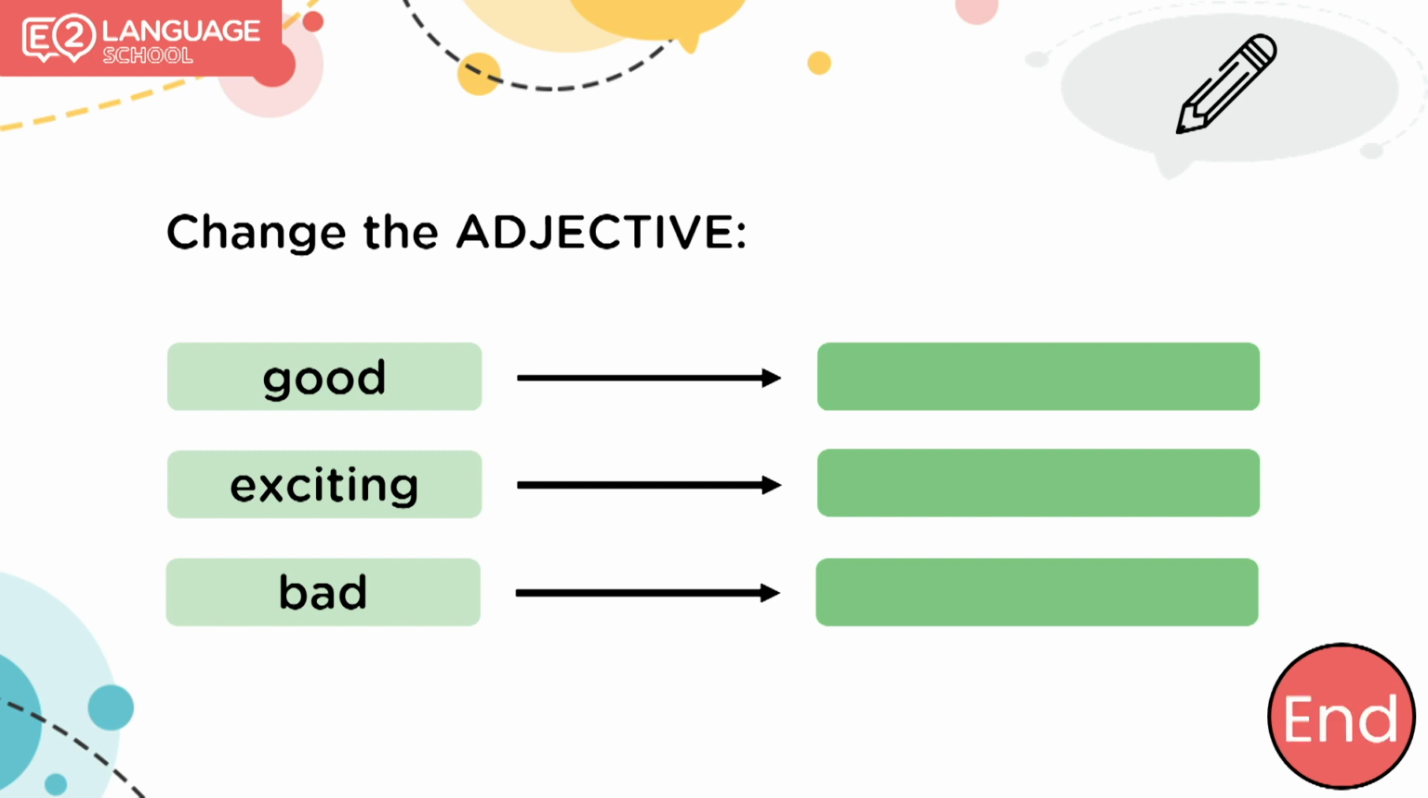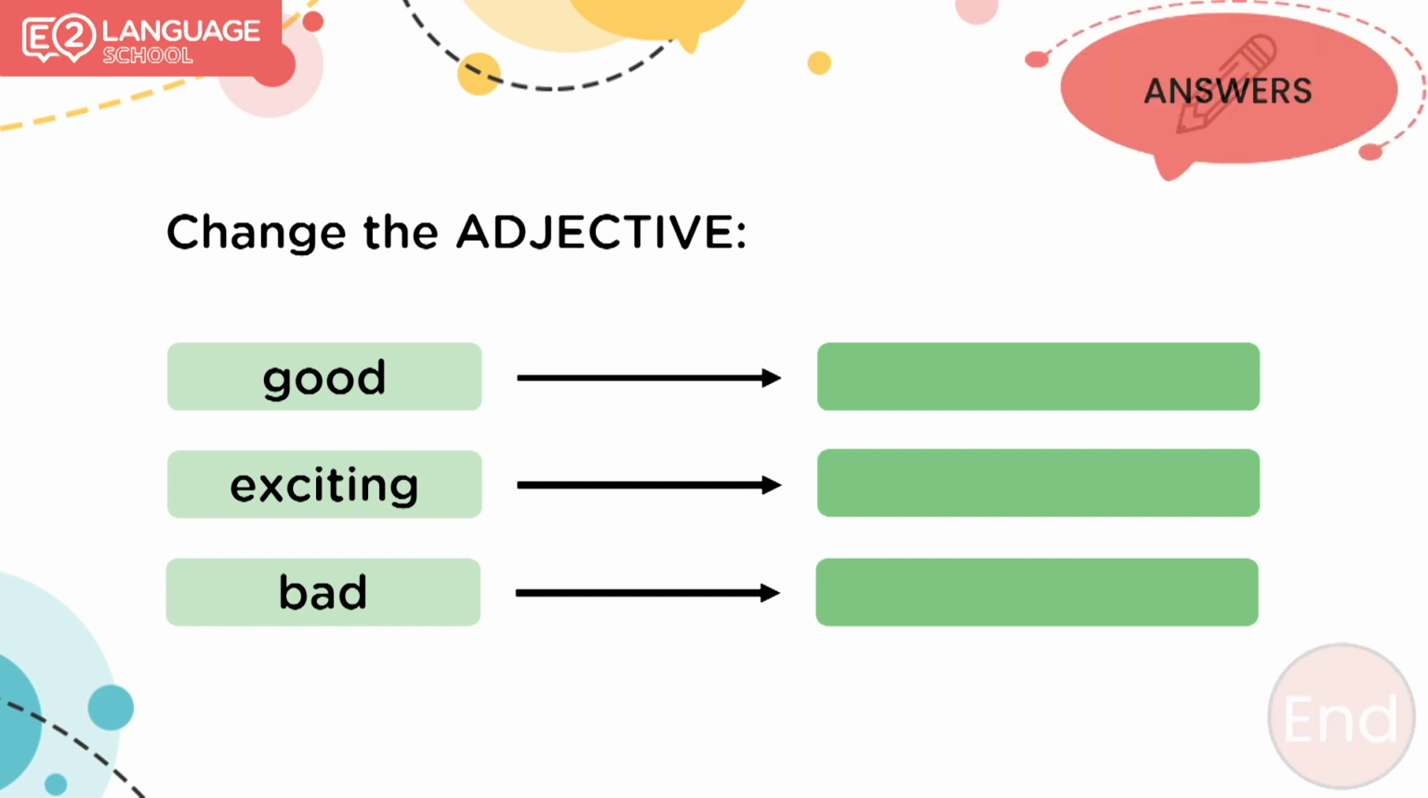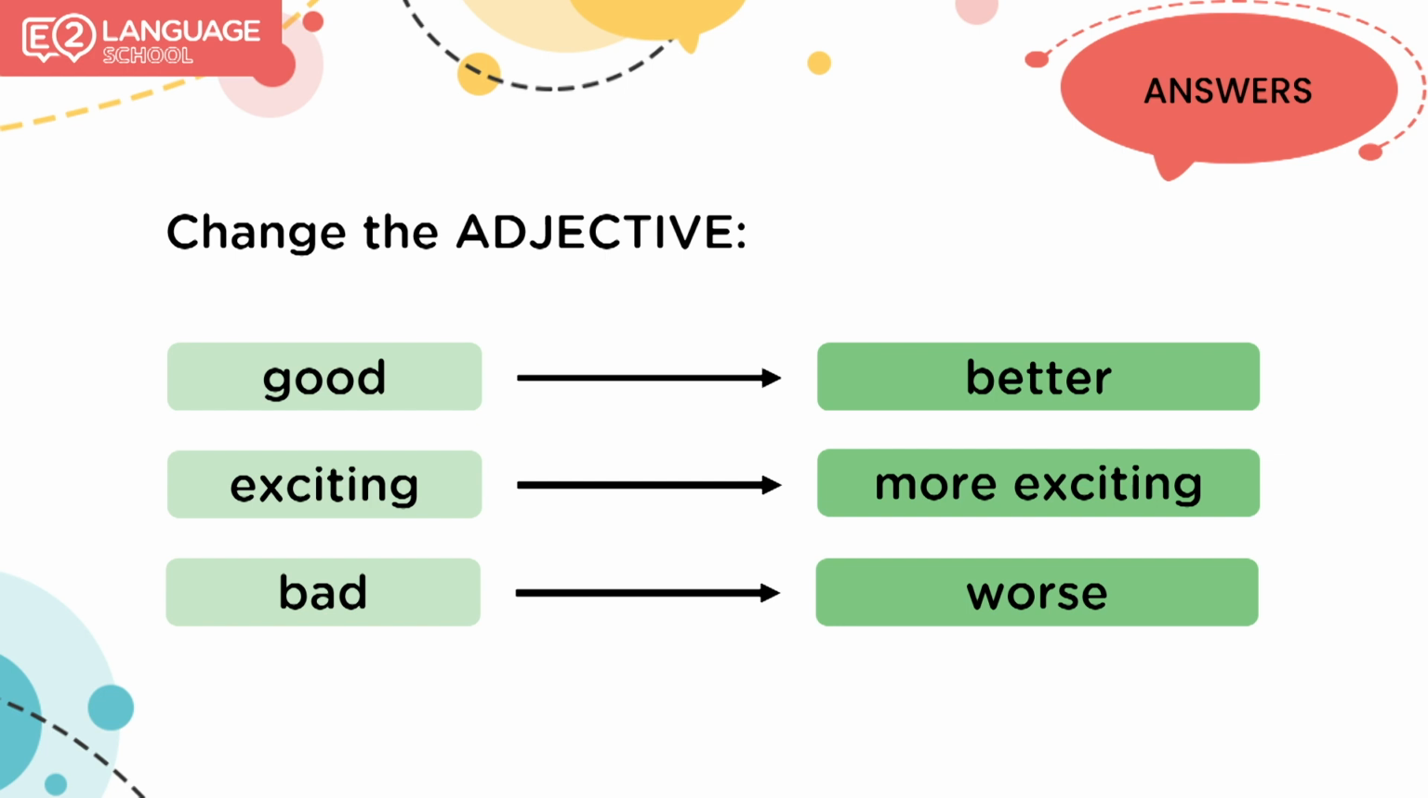Okay, let's take a peek at the answers. So, what did you have for good? Well, the correct answer is better. And remember, good is an irregular adjective. Now we have exciting, which becomes more exciting. And then lastly, bad, which turns into worse. So we have another irregular adjective.